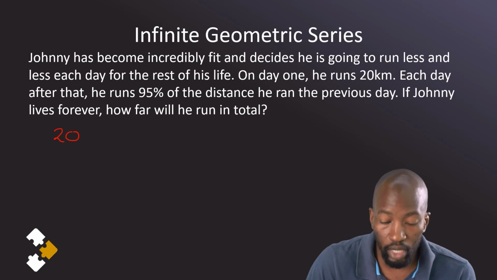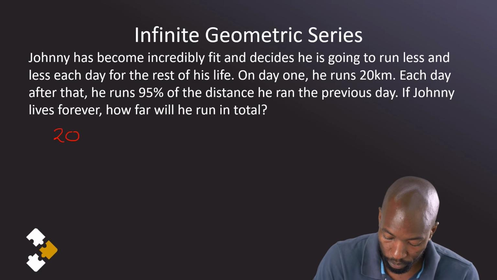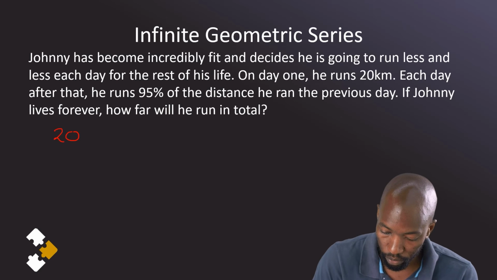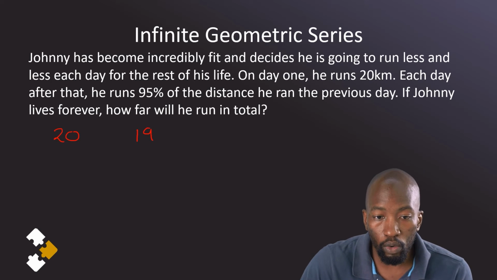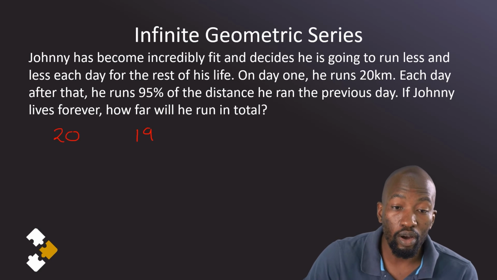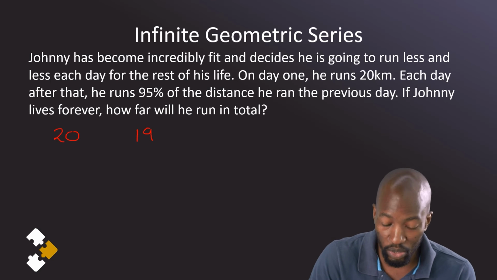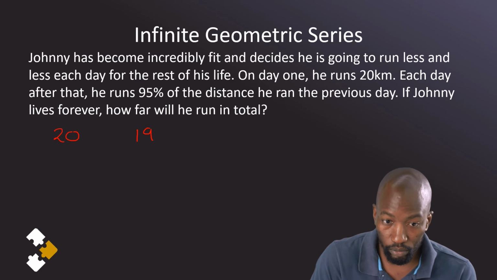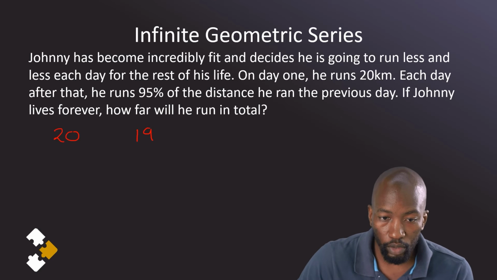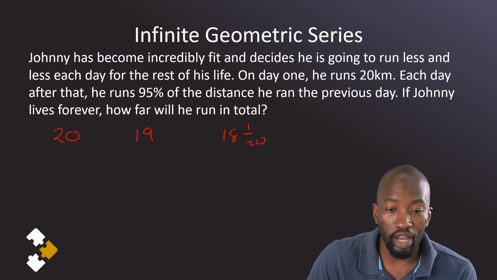And let's quickly check what that is on our calculators. That will give you 19. Then we know on day 3 he is going to run 95% of the previous day, which is day 2. So let's quickly check that on our calculators as well. And that gives you 18.05. Now we have the first 3 terms. Now let's find the sum.